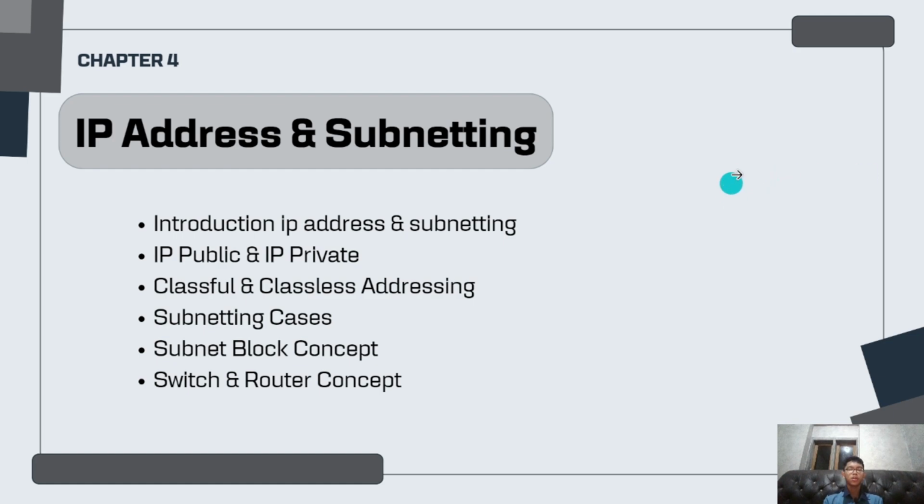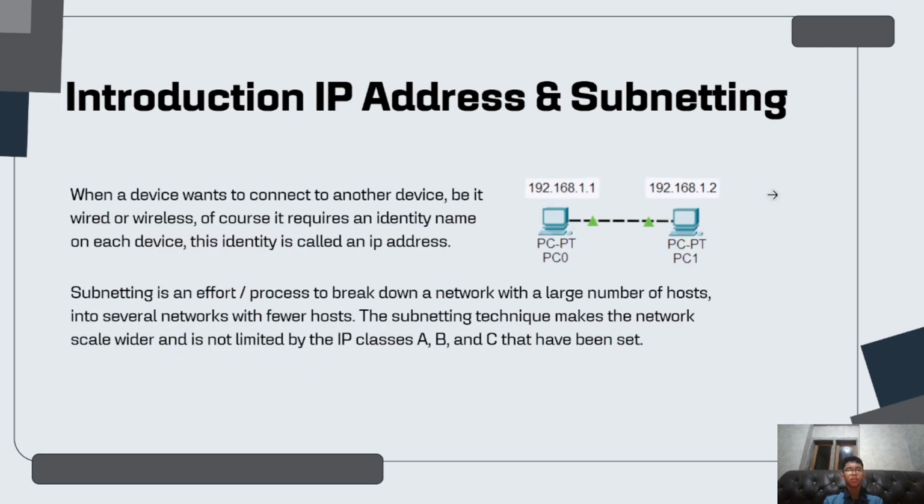So in chapter 4, which is IP address and subnetting, I will explain about the introduction of IP address and subnetting, IP public and IP private, classful and classless addressing, subnetting cases, subnet block concept, switch and router concept. Introduction IP address and subnetting.